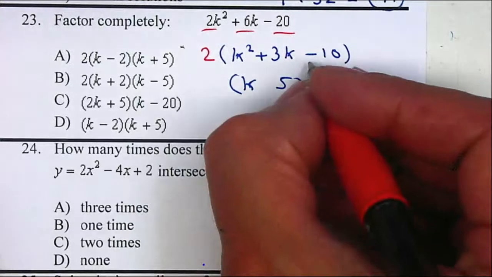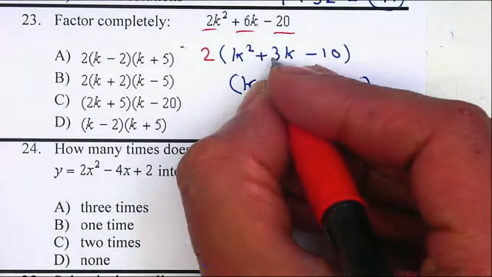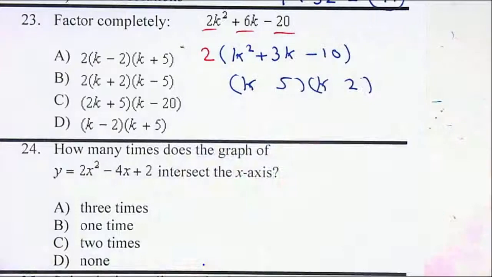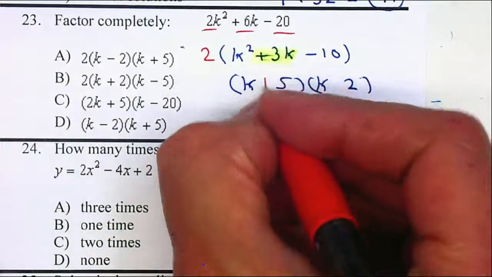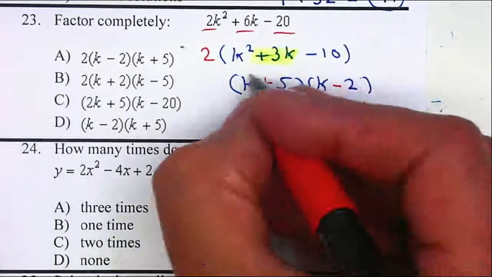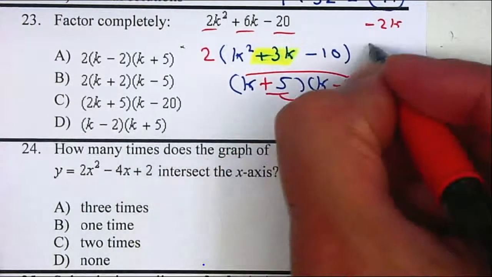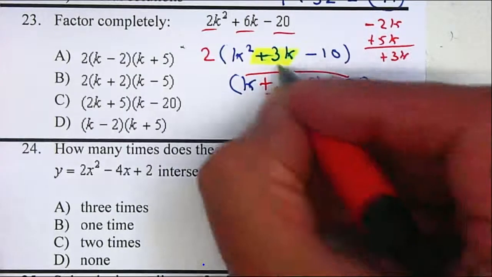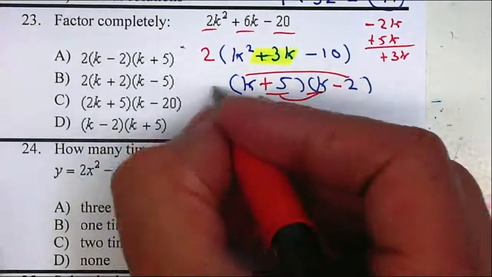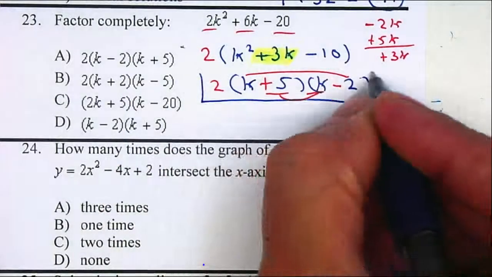And this is a negative 10, so one of them should be positive, the other one negative. I need to end up with a positive 3k once I multiply it out. So I'm going to make that a positive and that a negative. That gives me a negative 2k, this gives me a positive 5k, together a positive 3k, and that matches. My 2 comes down, so this is my complete factored form.